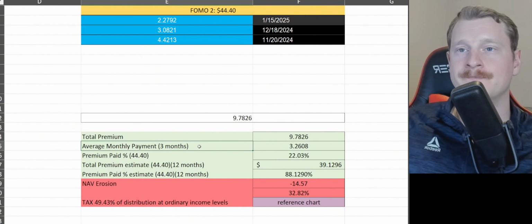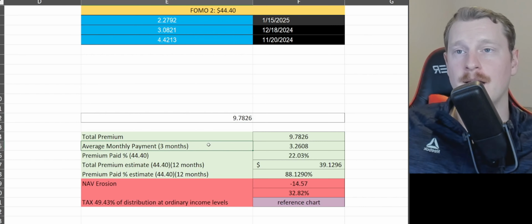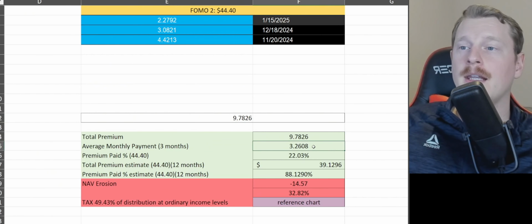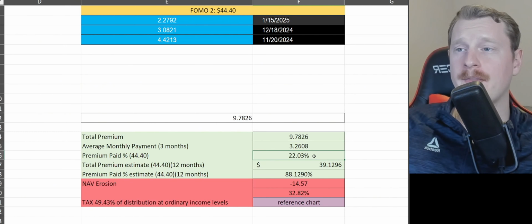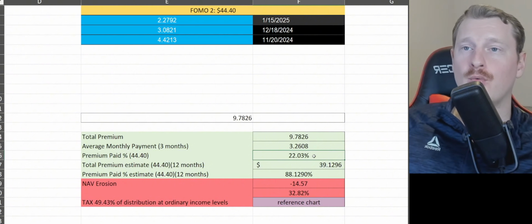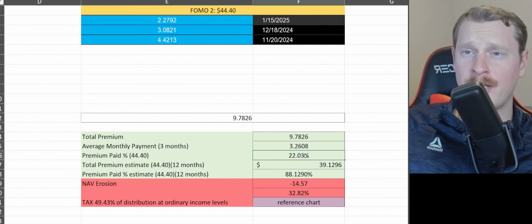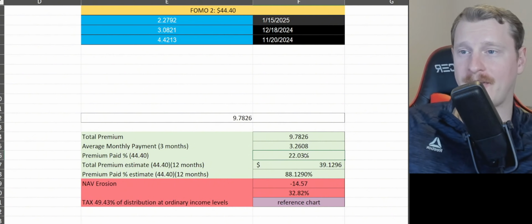If you divide that total distribution by the number of months that elapsed, so that was 3, the average monthly payment if you bought in at $44.40 is about $3.26 per share, right? And if you look at that as a yield, that's about 22%. But now let's come up with the 12-month estimates.